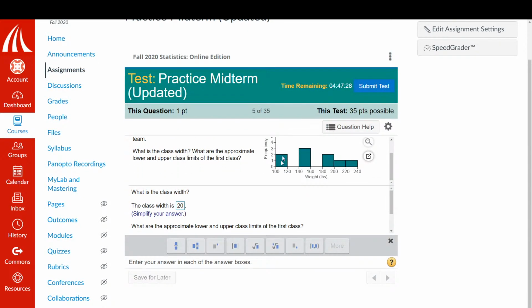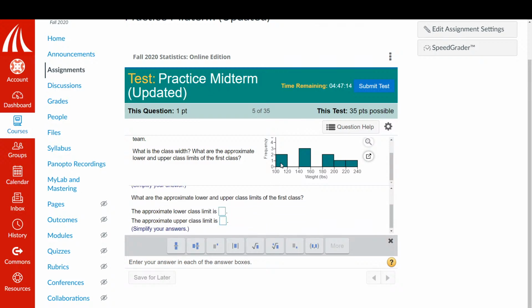Remember, these little bins are also called classes. Now they ask another question. What are the approximate lower and upper class limits of the first class? Well, the first class is from 100 to 120. So I'll go with 100 to 120.